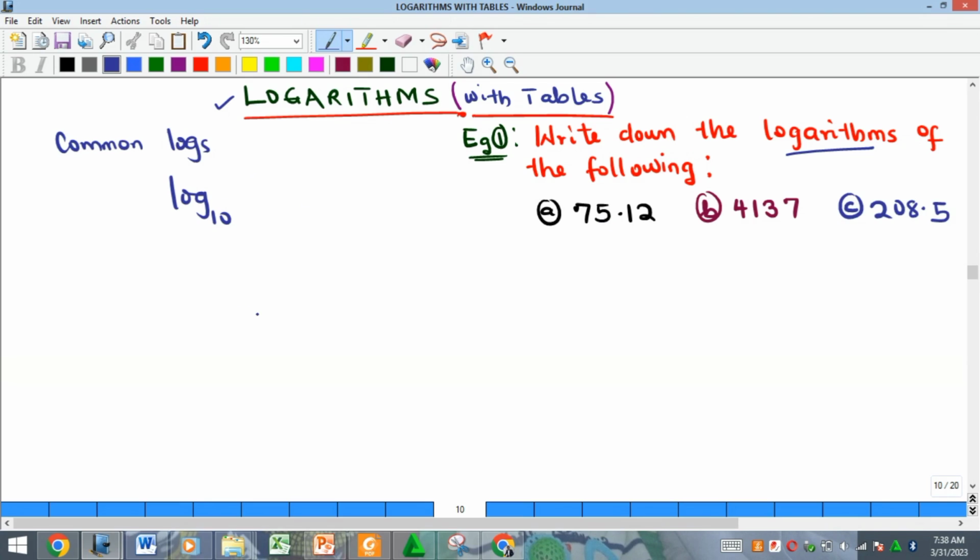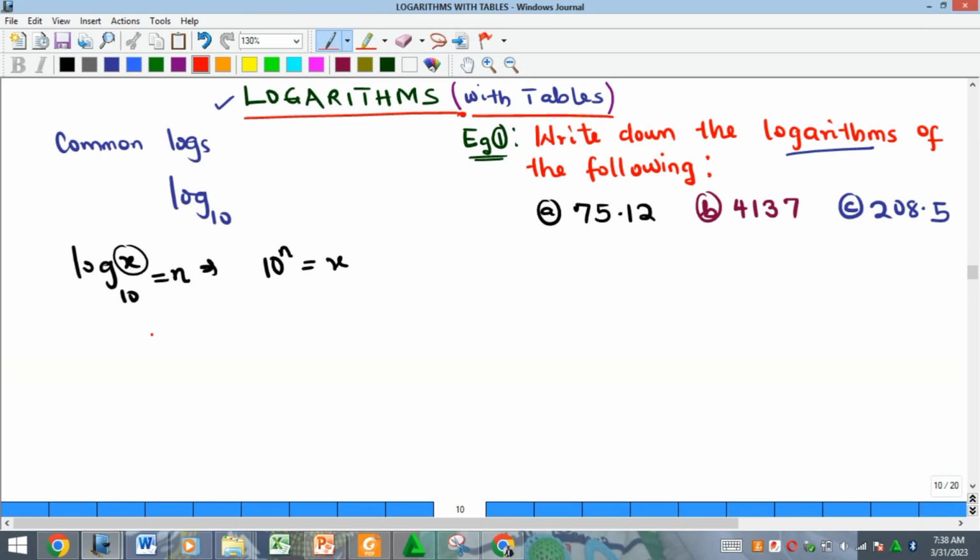Now, by definition, what is a logarithm? The log of a number, for instance, if I have a number x to base 10, is simply the number that you will raise 10 to the power of, and it will give you this x. In other words, if I raise 10 to the power of n, and I get my x, it then means that the logarithm of x to base 10 is equal to n. That's exactly what a logarithm is all about.